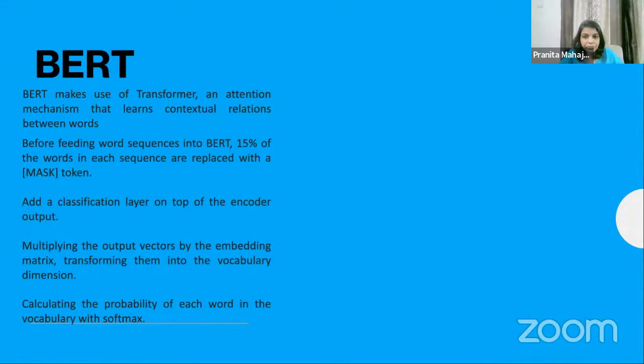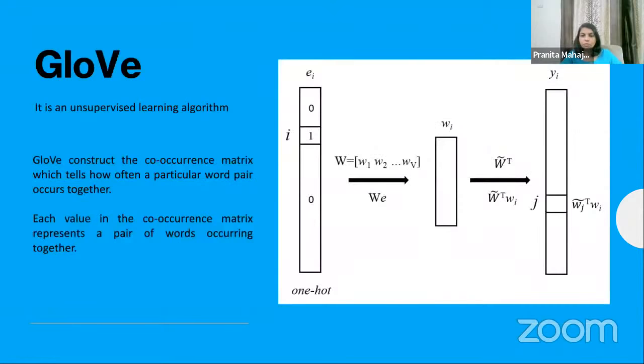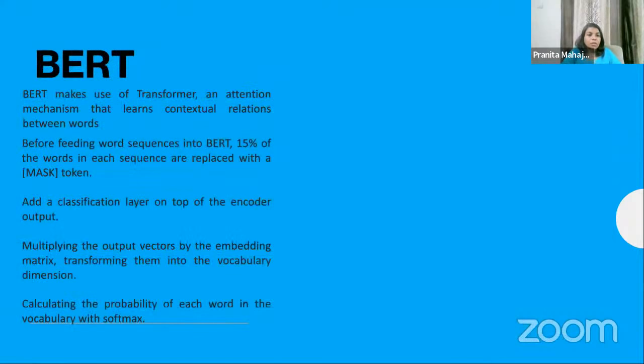Then the next evolution is BERT. This is Bidirectional Encoder Representations from Transformers. It makes use of the transformer, an attention mechanism that learns contextual relations between the words. It has got only the encoder, not the decoder. It doesn't use the decoder when it is training, or understanding the model, by understanding the context.